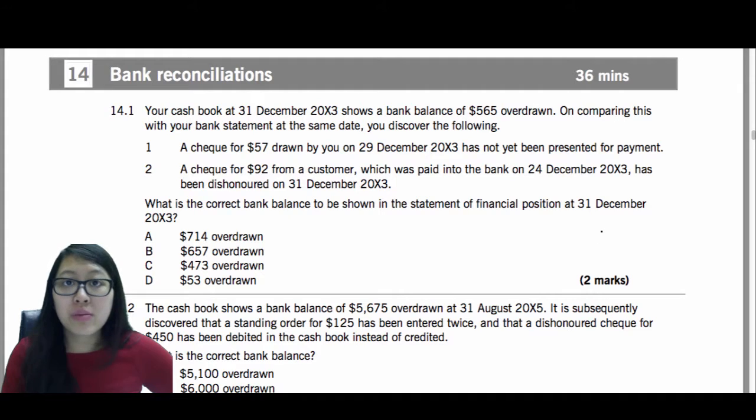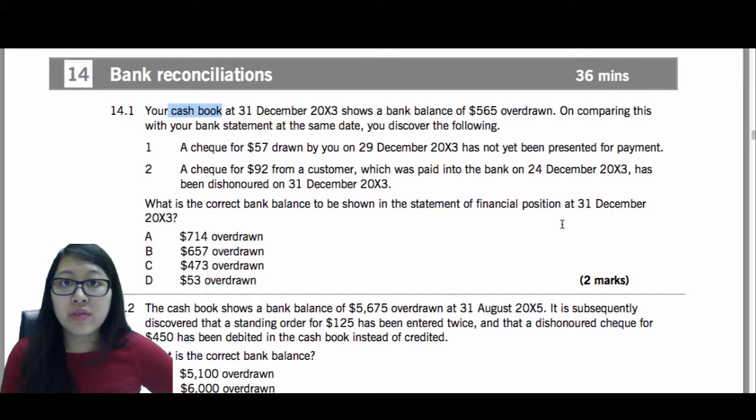On comparing this with your bank statement at the same date, you discover the following. Now in here we will need to assess which are going to be an adjustment to our cash book because they have given us a cash book balance. Okay, so we are going to adjust the cash book here.